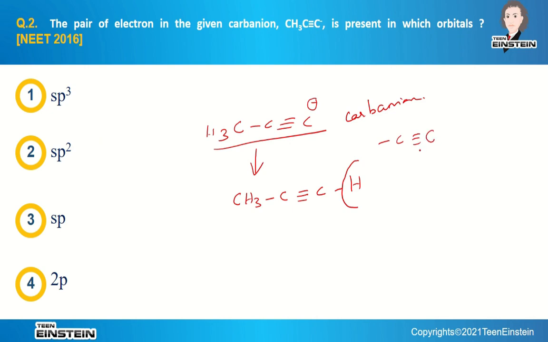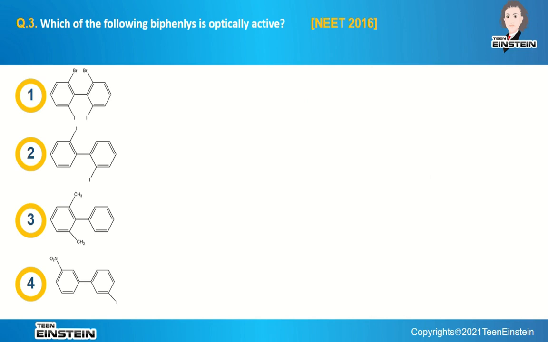This carbon has one single bond, two pi bonds and one lone pair of electrons. So thus it is sp hybridized. The pair of electrons in the given carbanion is present in the sp orbital. So the correct answer is option 3. Next, move on to the third question.